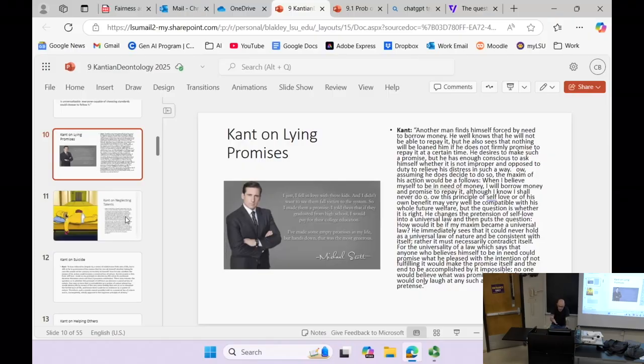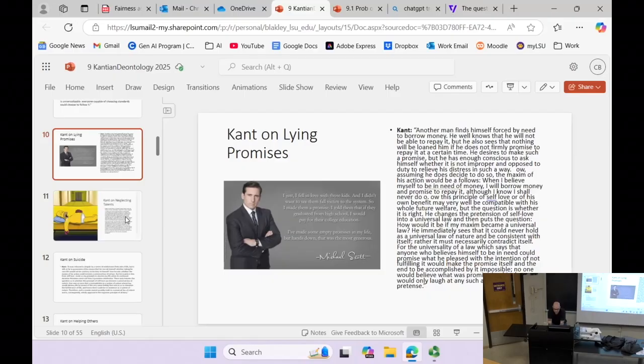And this is the one that we're going to use in our little exercise here. So this is Kant's example again, him applying his universalizability test. Another man finds himself forced by need to borrow money. He well knows that he will not be able to repay it, but he also sees that nothing will be loaned to him if he does not firmly promise to repay it at a certain time. He desires to make such a promise, but he has enough conscience to ask himself whether it is not improper and opposed to duty to relieve his stress in such a way.